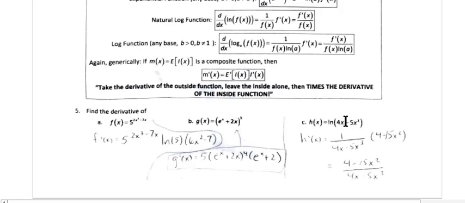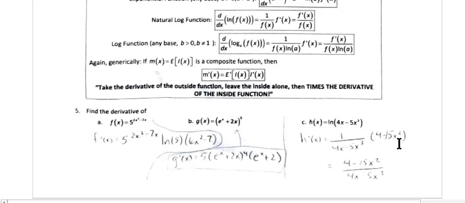Lastly, here's an ln problem. The derivative of ln is 1 over its inside times the derivative of its inside. You do not have to rewrite it as a single fraction, but you'll also often see it written that way, so I wanted to write it both ways for you. I actually prefer the top way because it shows literally the process of the chain rule, that it's 1 over the inside times the derivative of the inside.